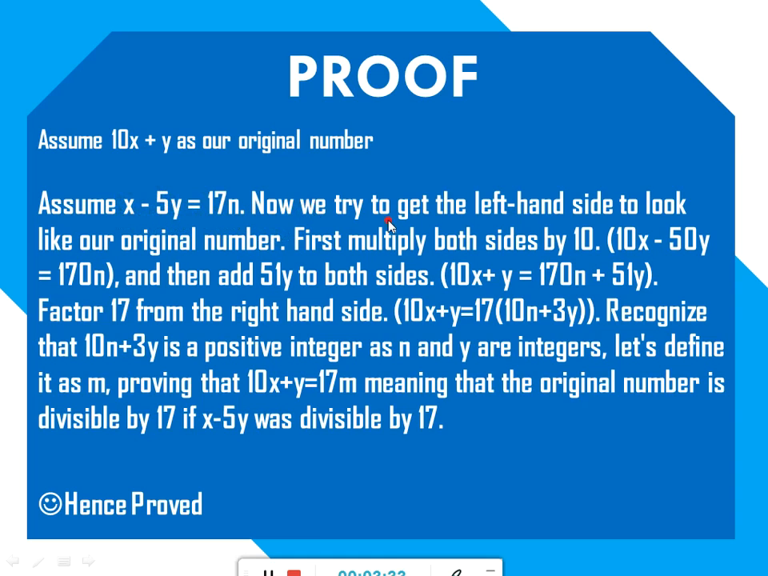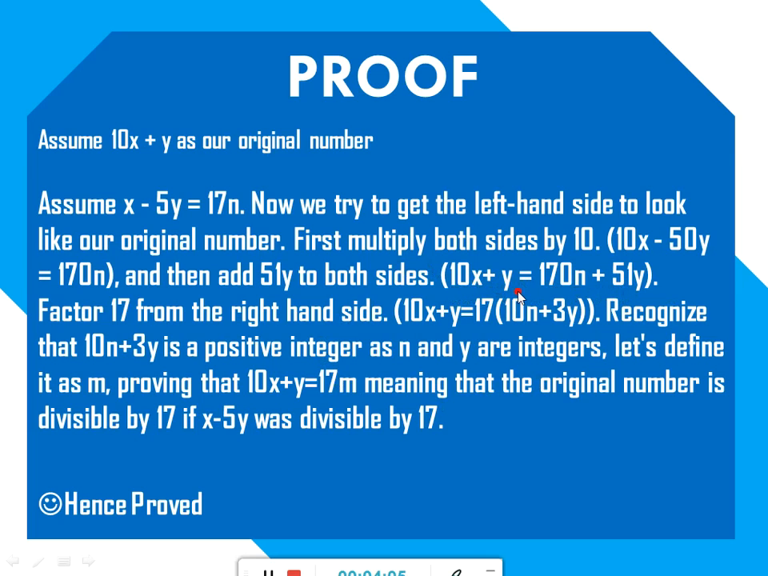Now we have to try to get the left hand side, which is x minus 5y, to look like our original number. For that I am multiplying this equation with 10, and I will get 10x minus 50y equals 170n. I got that over here, and I am then adding 51y to both sides. So when I add 51y to minus 50y, I am left with positive y. That's what I got over here: 10x plus y equals 170n plus 51y.